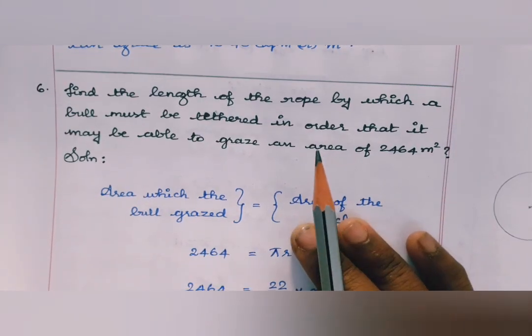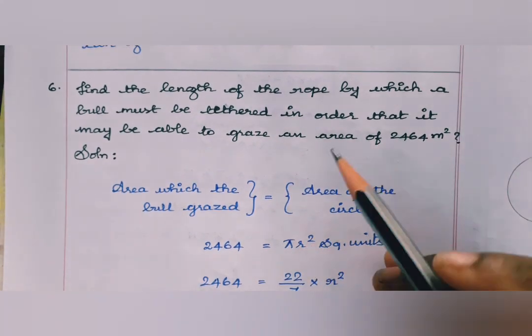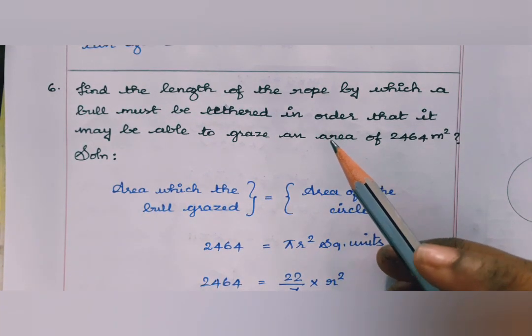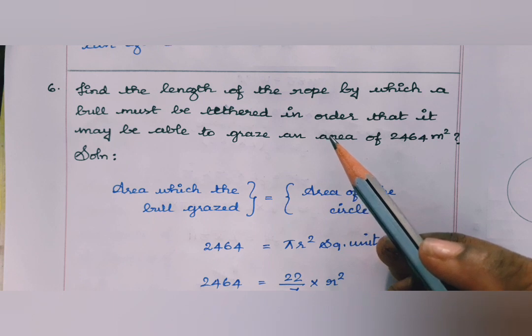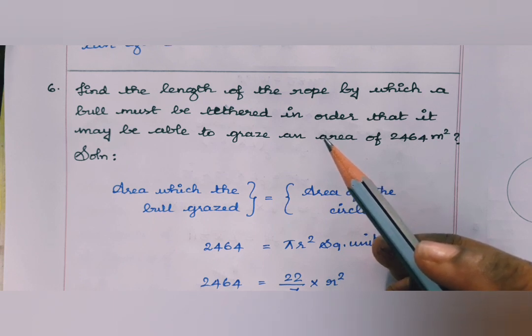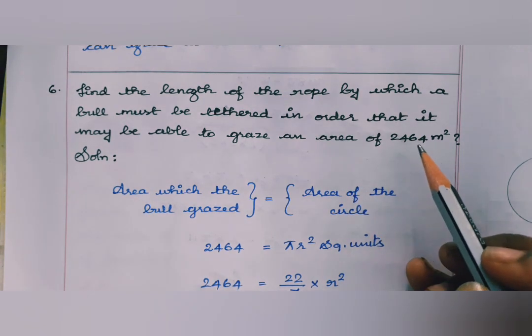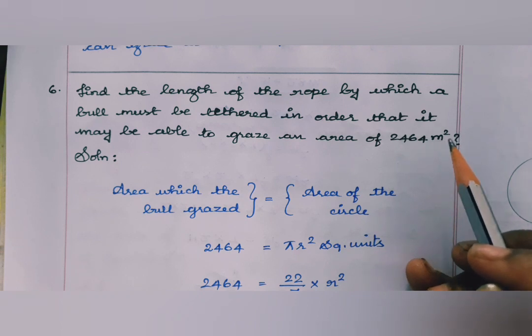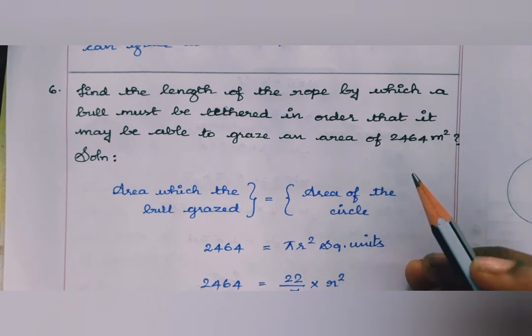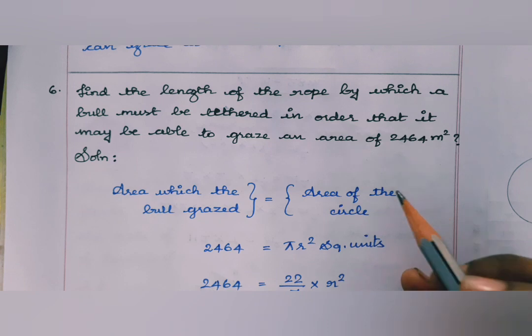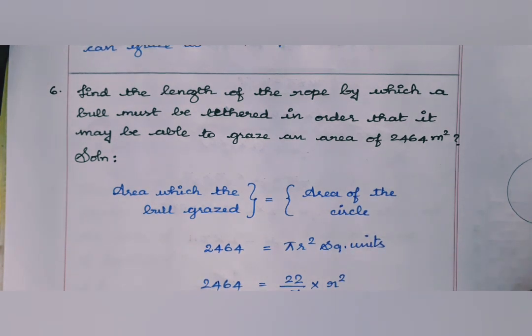Next, we will move on to the sixth question. Find the length of the rope by which a bull must be tethered so that it may be able to graze an area of 2464 meters square. You already learnt in the previous question, if there is a length of a rope and if any bull or sheep is allowed to eat the grass, it can eat only the place which forms a circle, right?